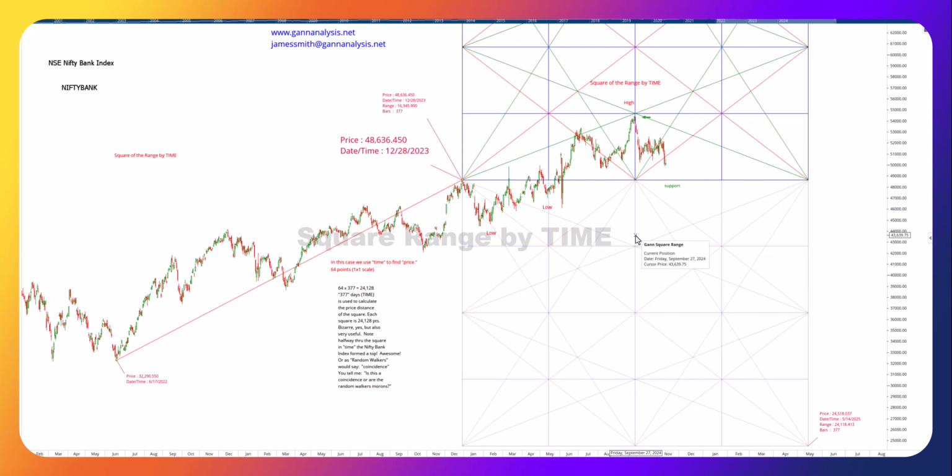So I just want to emphasize this is not a complete analysis. All we're doing is the square of the range by time.